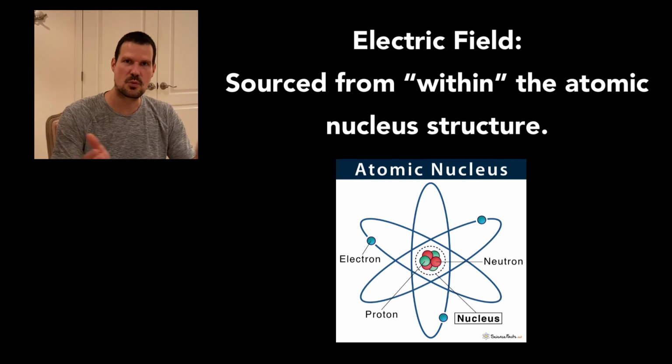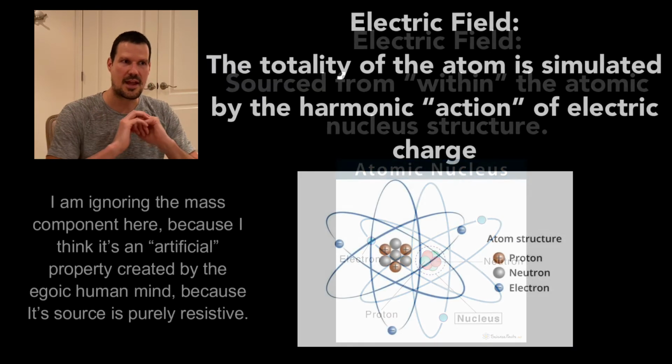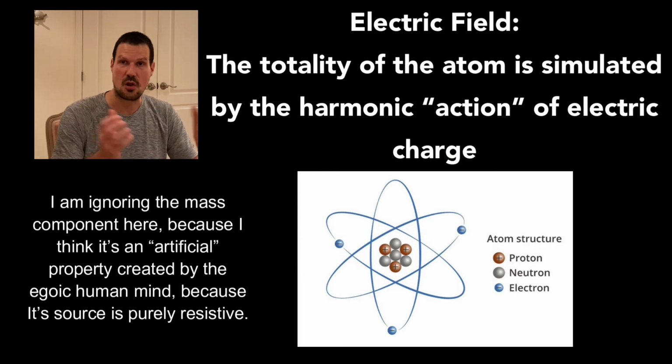So the first one is the electric field. This is essentially sourced from electric charge. Electric charge seems to be kind of primary here, and it really is primary in pretty much all of our science today, electrical engineering being one of them, and essentially physics.